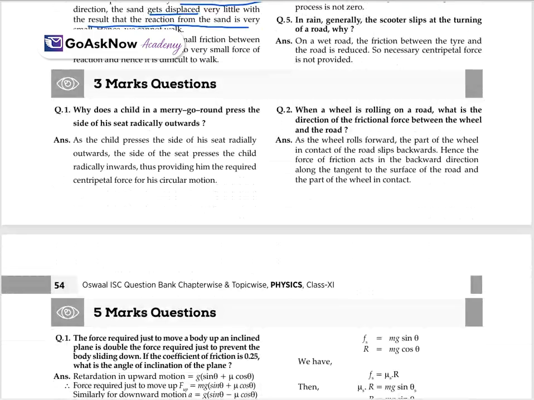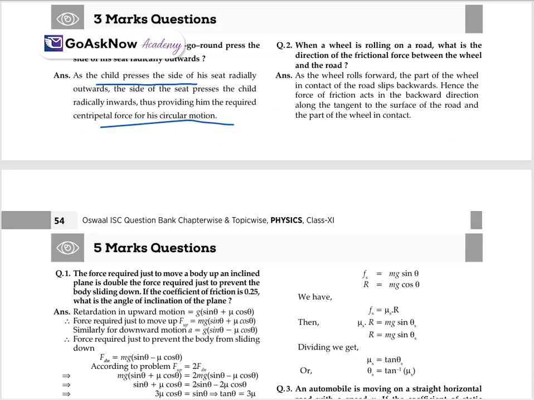Moving to this 3 marks question. Why does a child in a merry-go-round press the side of the seat radially outwards? As a child presses the side of his seat radially outwards, the side of the seat presses the child radially inward, in the opposite direction, thus providing him the required centripetal force for the circular motion.